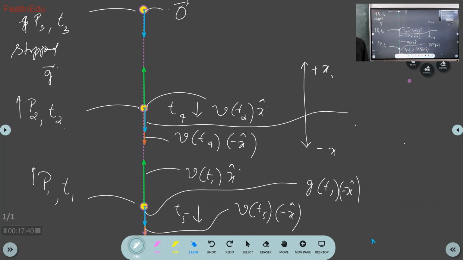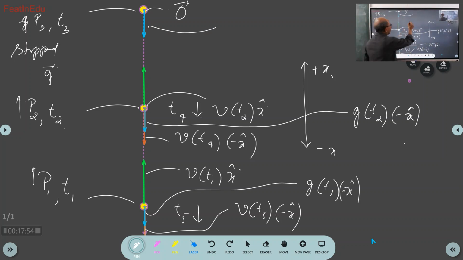Sir, GT2 minus X cap. And the body is going up, correct? Here, what should I write? Sir, GT3, acceleration, minus X cap. Got it? Yes, sir. Acceleration vector.